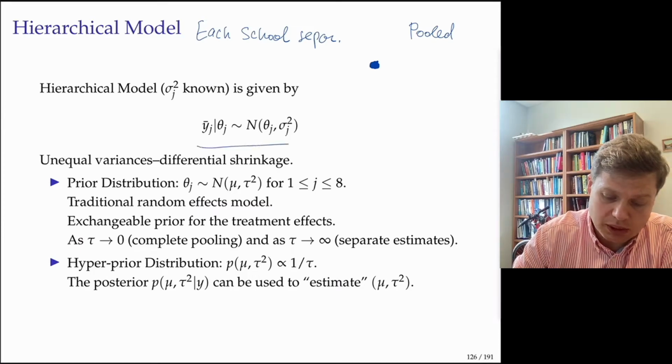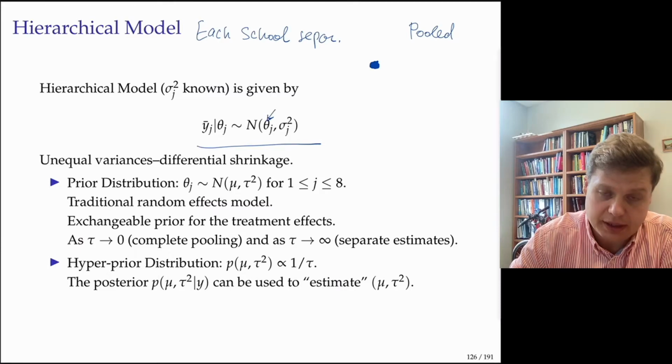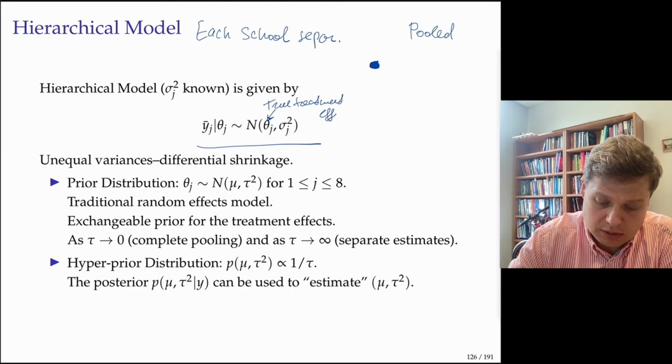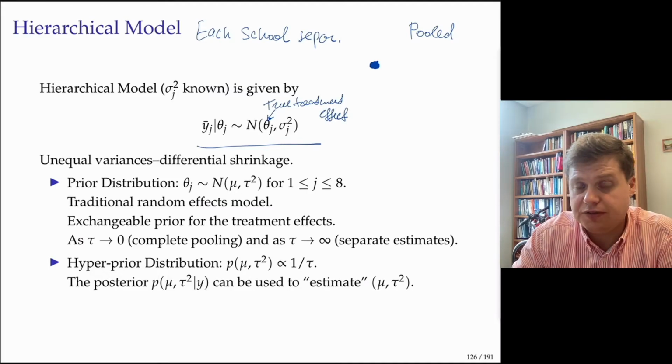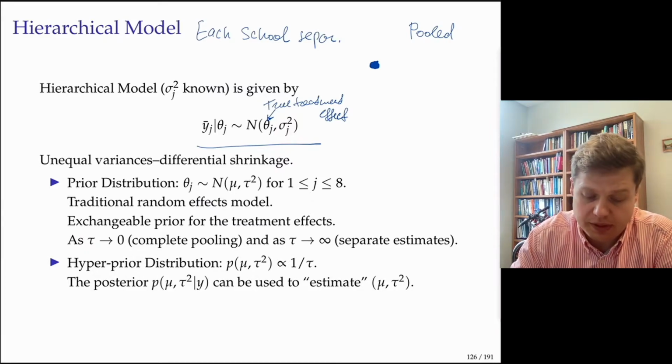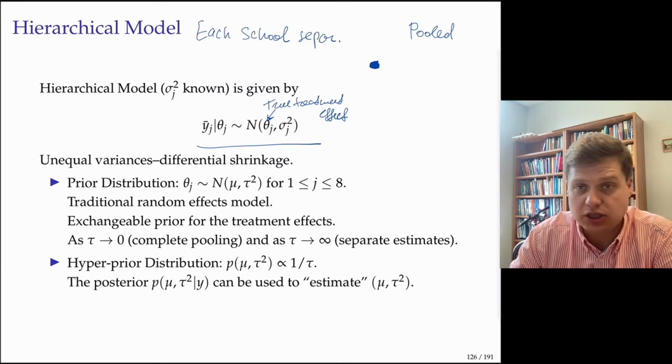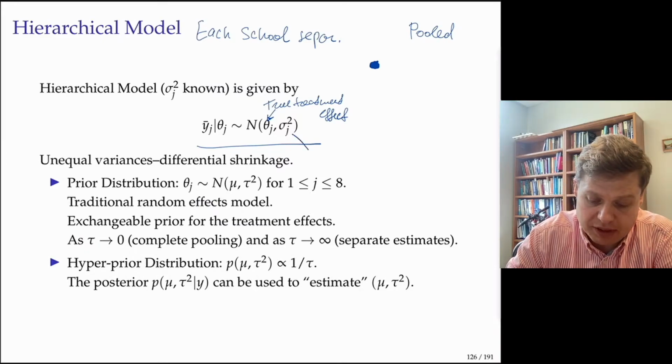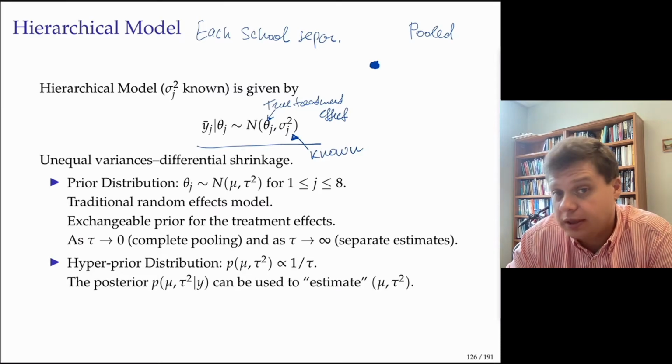And we're going to do a hierarchical model. We're going to assume a normal likelihood. So we're going to assume that this theta parameter here, theta j, is the true treatment effect. And then you observe the actual outcomes, and the outcomes deviate from this true treatment effect, and the deviation is controlled by this variance sigma squared. For each school it's different, and we assume it's known. So this is your sampling error.